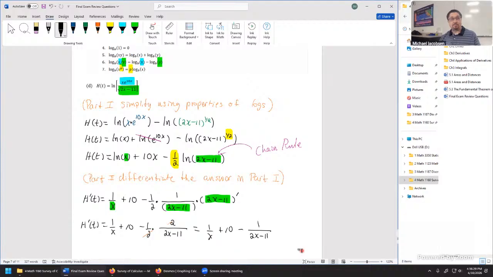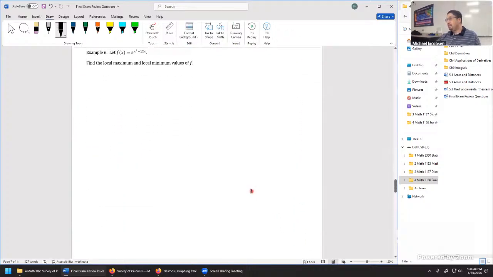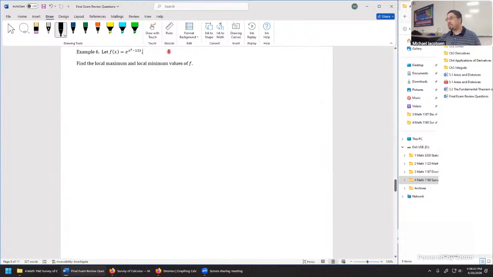Okay, after finalizing this one, we're out of chapter 3 entirely. We moved into chapter 4. We're looking into applications of the derivative. And here's one big application right away: finding maximum or minimum values. This one's strictly about the local maximum, local minimum values. This one just says straight out, find them.